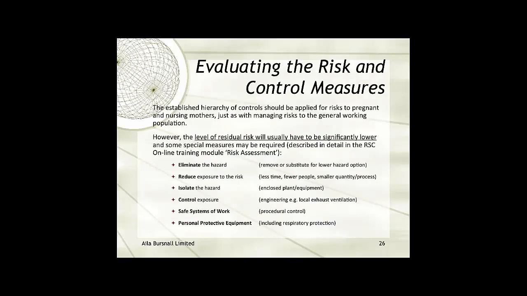Okay, so evaluating the risk and control measures. So the established hierarchy of controls should be applied for risks to general and nursing mothers, just as with managing risks to the general working population. However, as I said before, some of the residual risks will have to be significantly lower with special measures. So again, use the same hierarchy of eliminate, reduce, isolate, control, safe systems of work, and PPE being your last resort. But in certain areas, when you're dealing with the reproductive toxicants and the risk isn't low enough, when you're thinking about the hazards here, all these control measures have to be working and in place even when you've got layered controls. So sometimes just the risk of exposure is enough to stress the individual, so you need to take that into account.